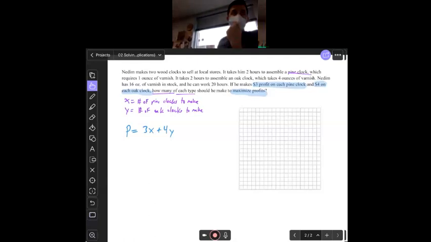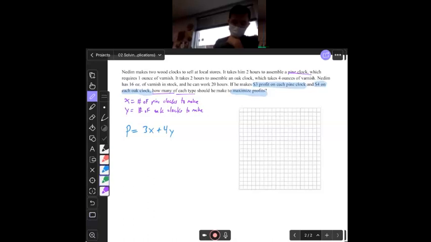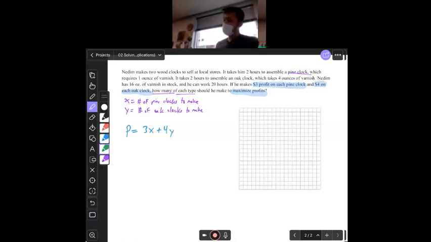Anything on those two pieces you guys got questions about? Jarrett? Okay. Now we need to worry about our constraints. What's limiting Nedham and what he can do? Amount of varnish, so Jordan. So amount of varnish. So what do we know about our varnish?